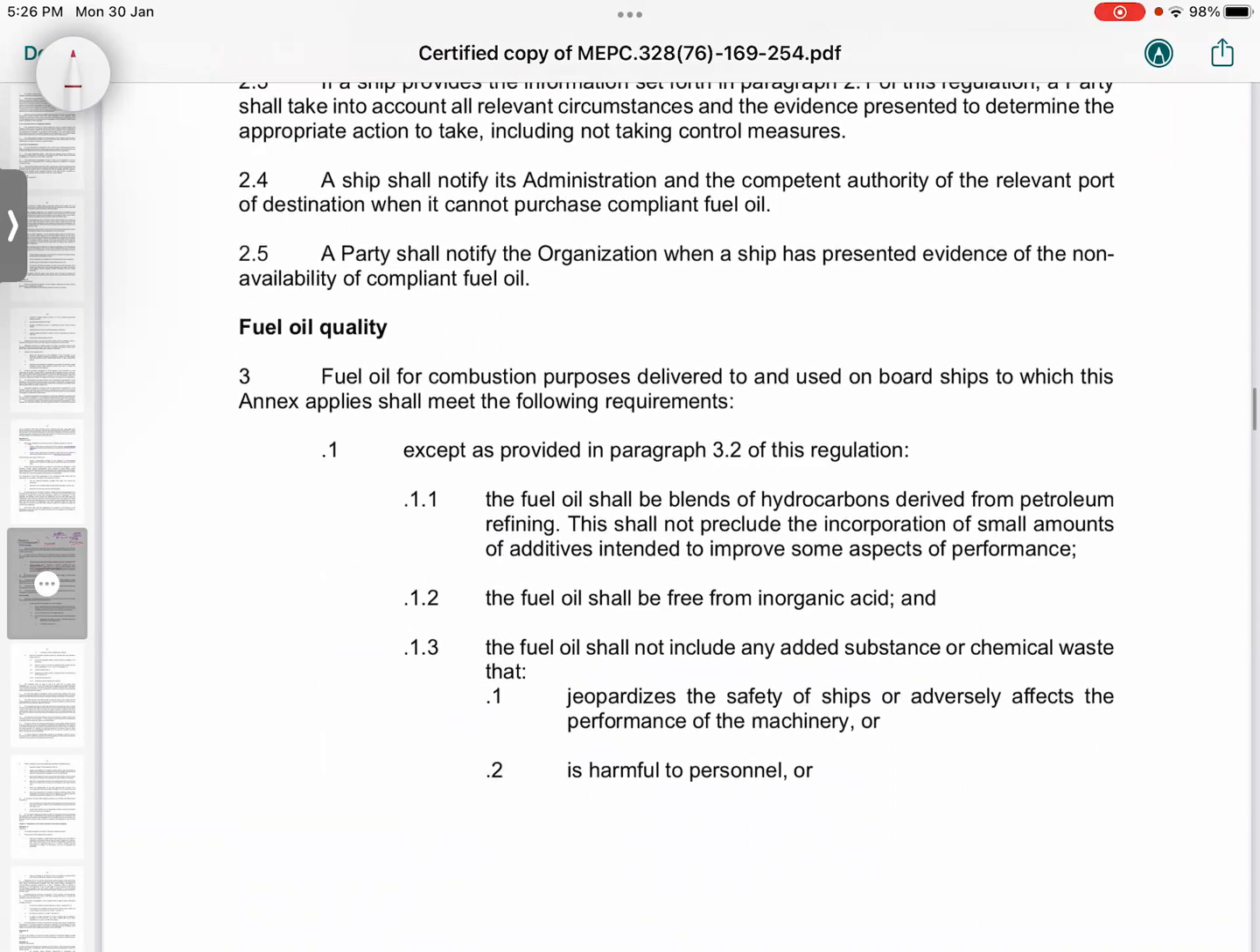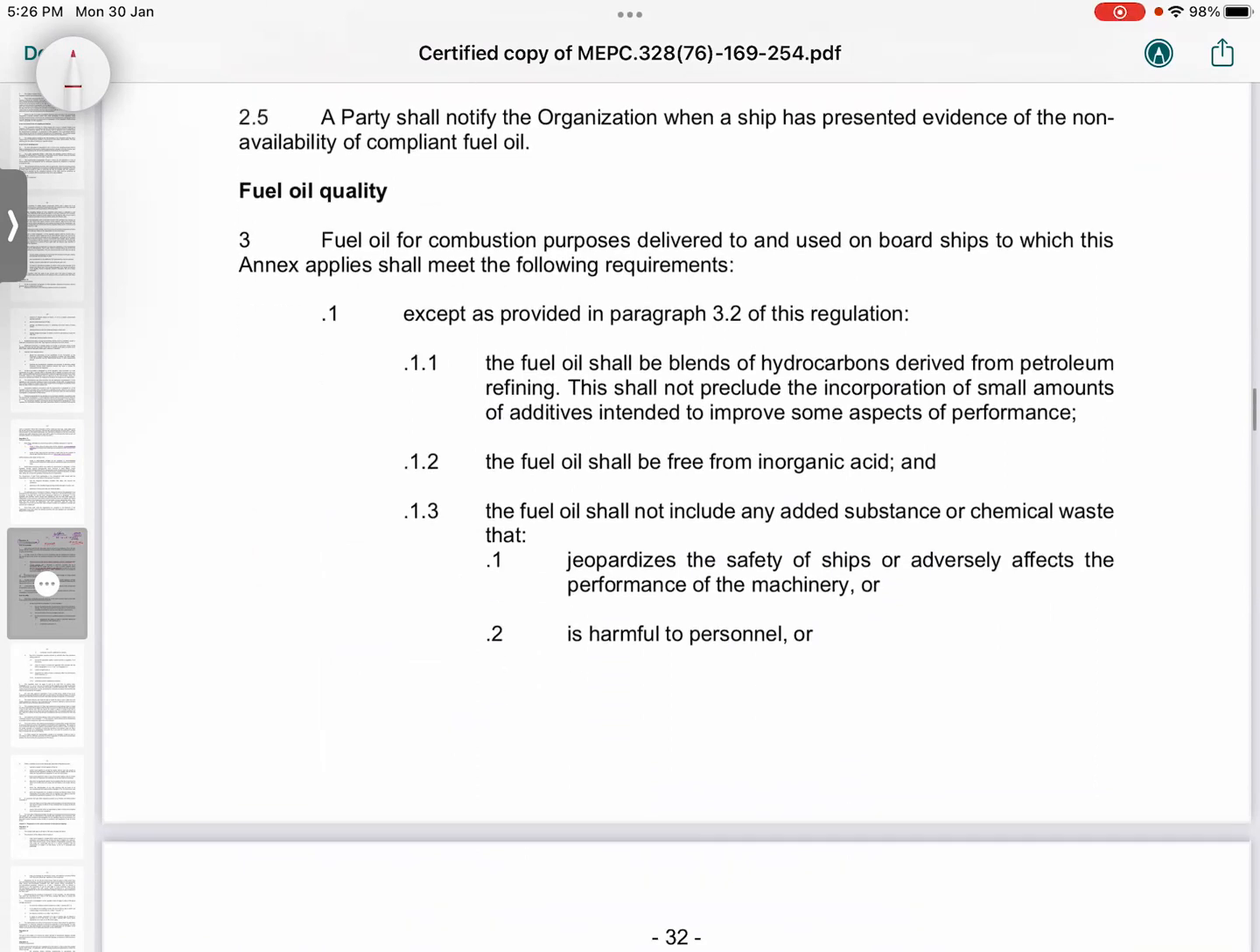And the ship has to notify the flag state also when it is not able to purchase. Okay. Then fuel oil quality.